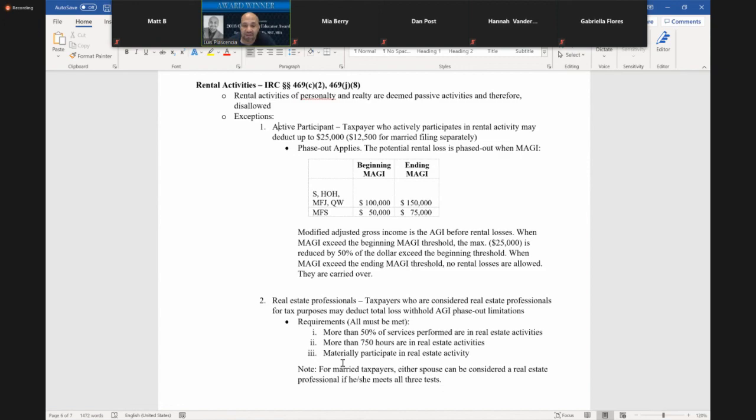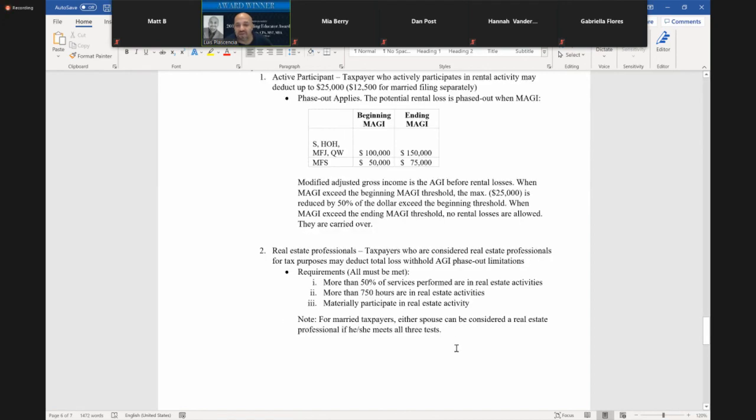And not only that, you got to meet the 750-hour test. More than 750 hours are in real estate and you materially participate in real estate. So what does this mean? If you are a real estate professional, you're able to deduct the entire loss, all of it. No limitation, all of it is deductible. For married filing jointly taxpayers, as long as either spouse meets the real estate professional test, they qualify.